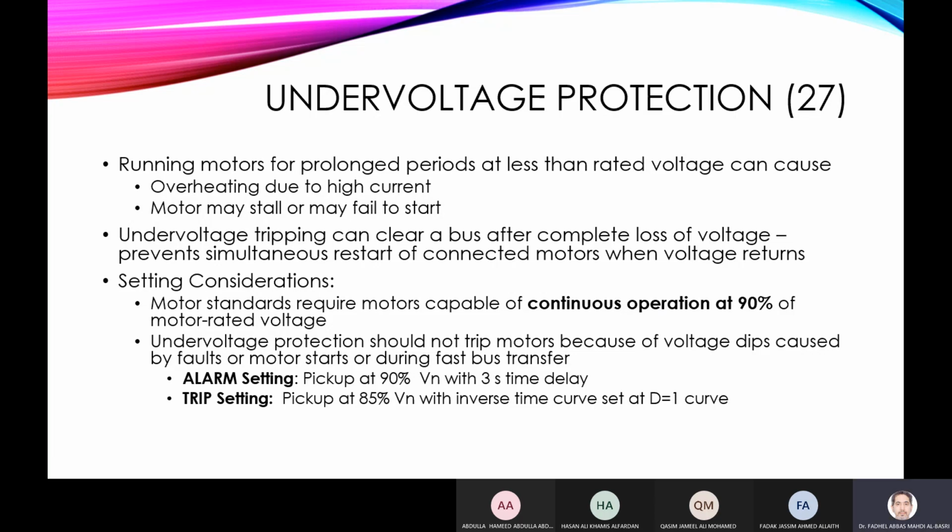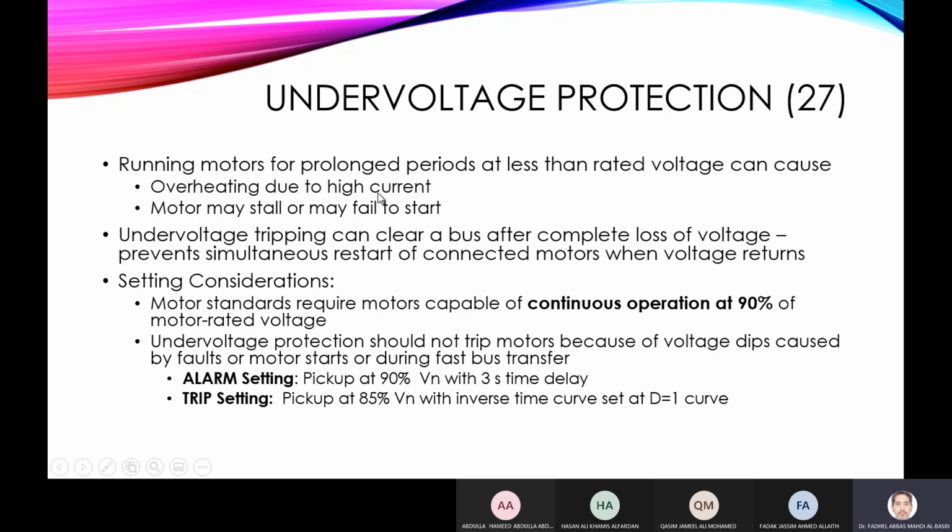Other protections: what I covered now was short circuit protections. Now, the other protection is under voltage protection, which I have not covered in the previous chapters. We use under voltage protection when the voltage is reduced for a long duration, lower than the rated voltage.